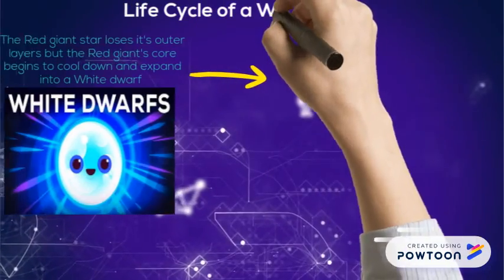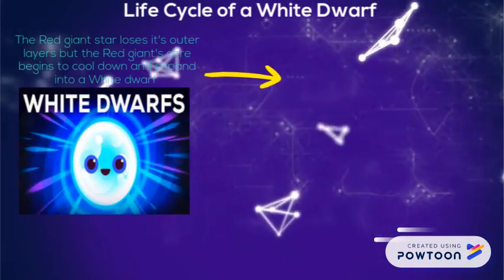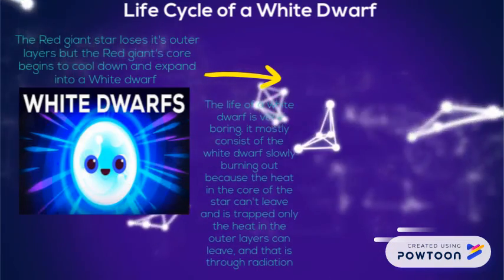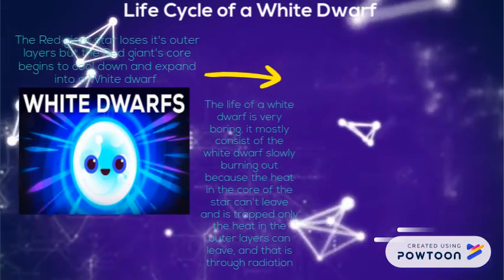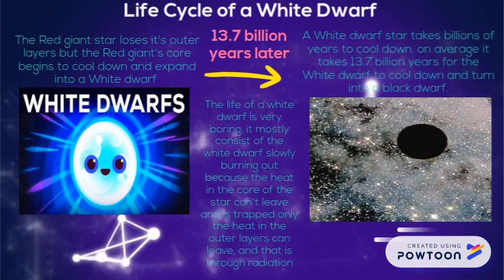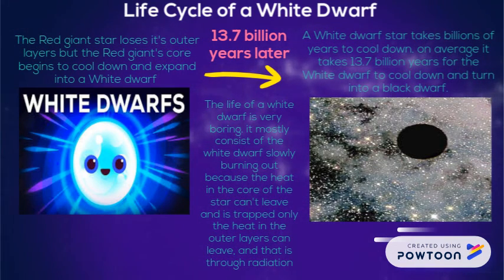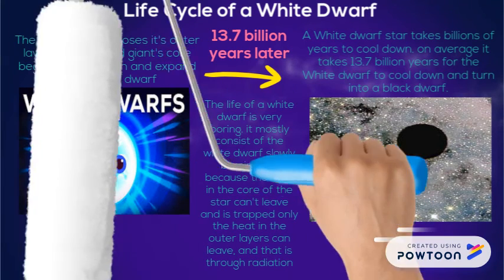Life cycle of a white dwarf. The red giant star loses its outer layers, but the red giant's core begins to cool down and expand into a white dwarf. The white dwarf burns out very slowly because the heat in its core is trapped and cannot leave. Only heat in the outer layer can leave through radiation. That's why it takes on average 13.7 billion years for it to cool down and turn into a black dwarf.